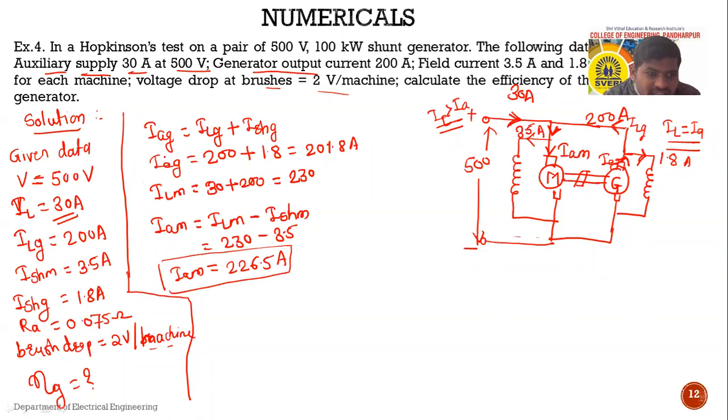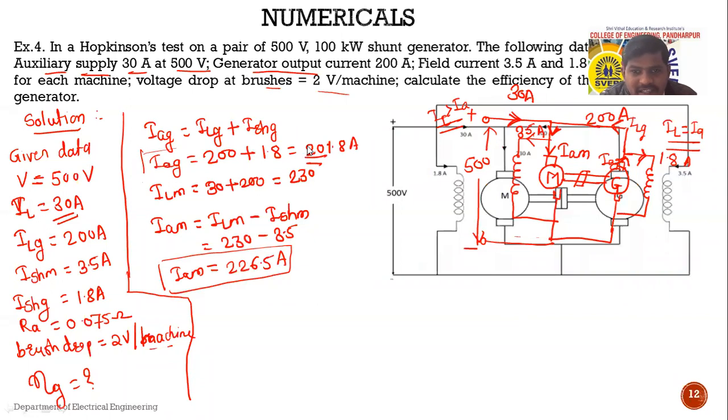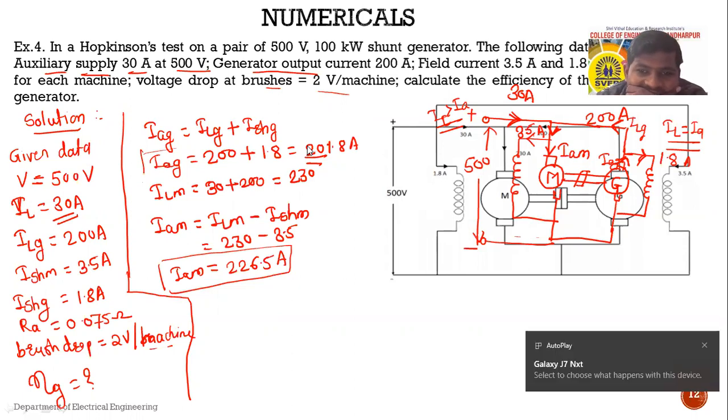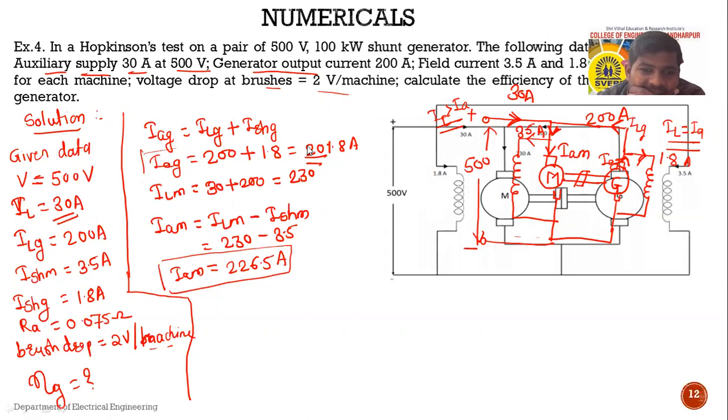This one is the IA of generator, because we require it to calculate the losses. Losses calculate करण्यासाठी आपल्याला गरजेचं आहे. So these are the currents taken, field current and armature current. I think we have taken 3.5 ampere as a motor and 1.8 ampere as a generator, no?